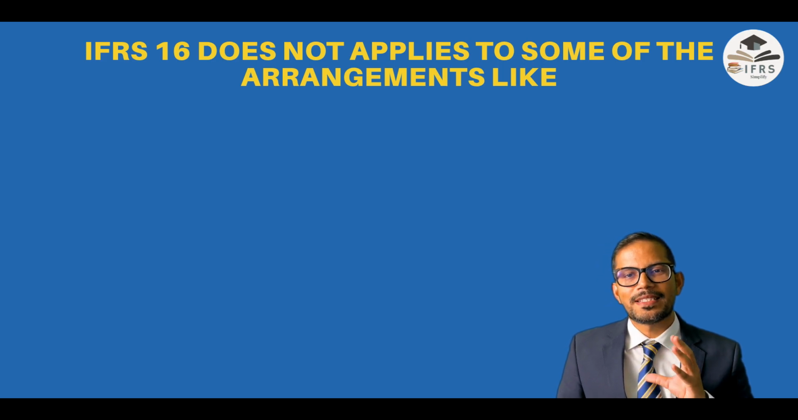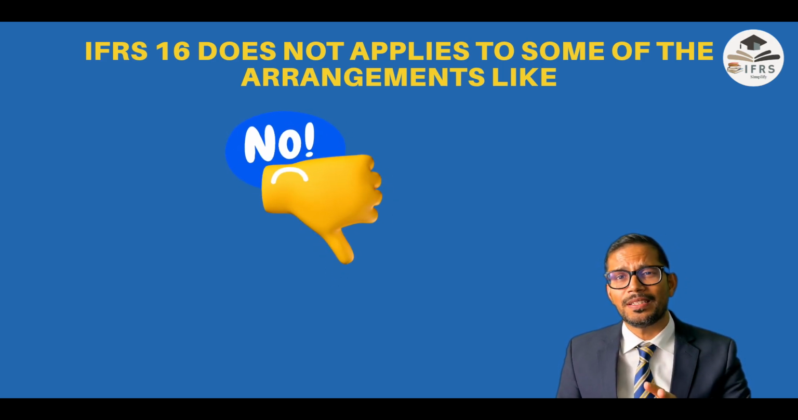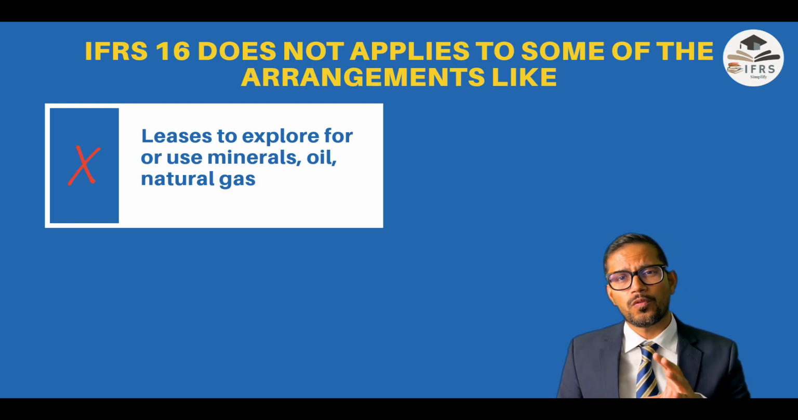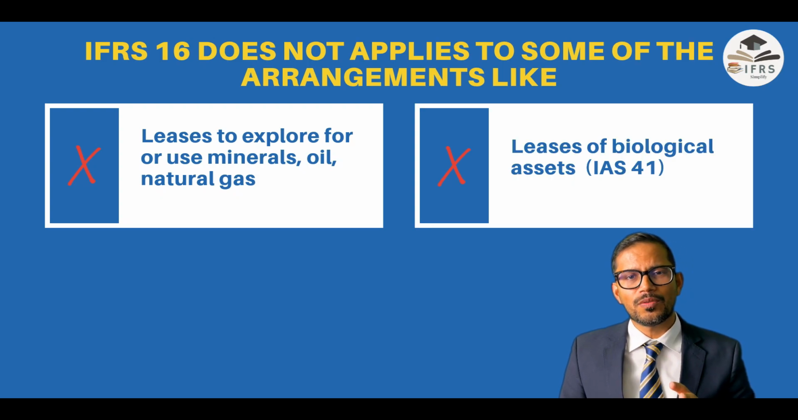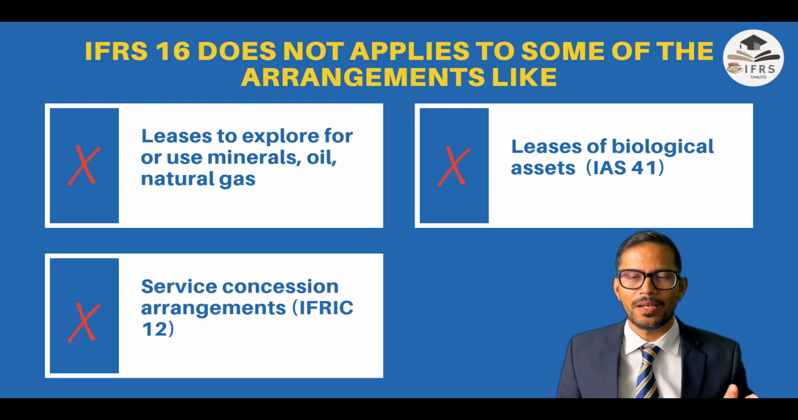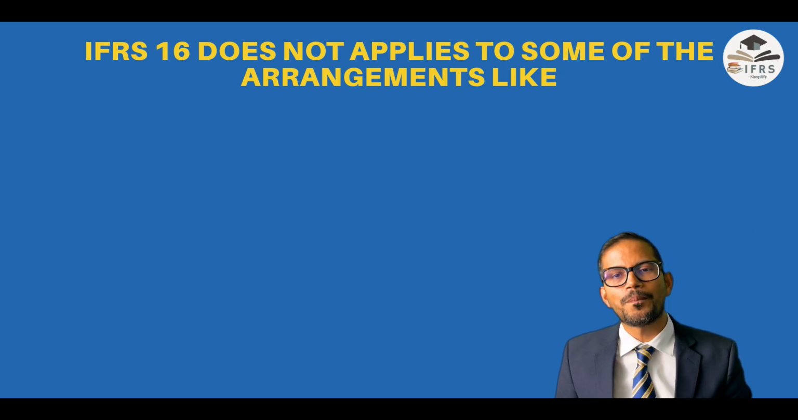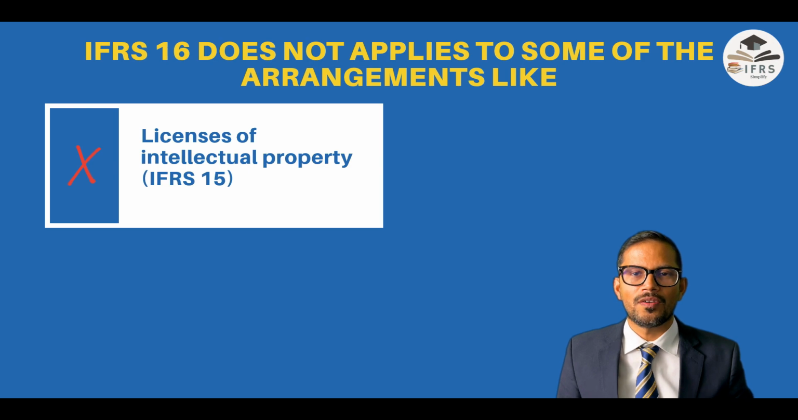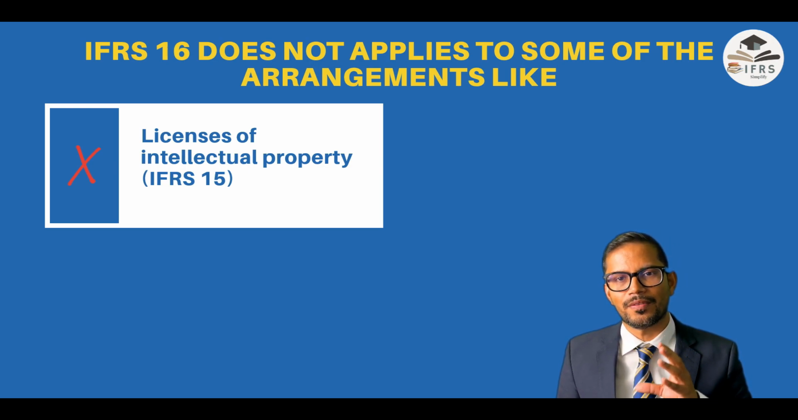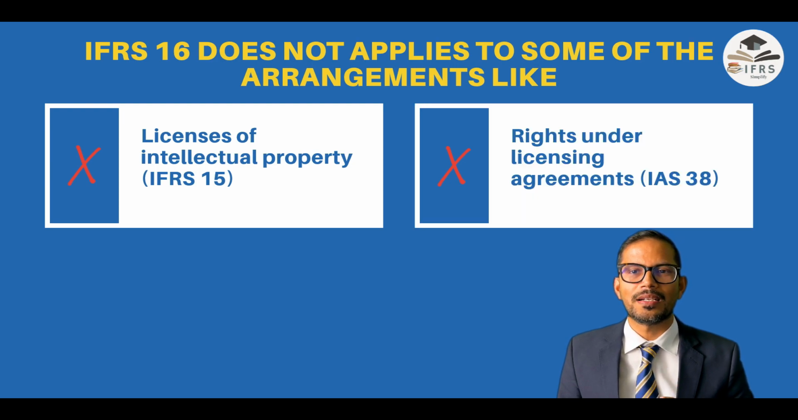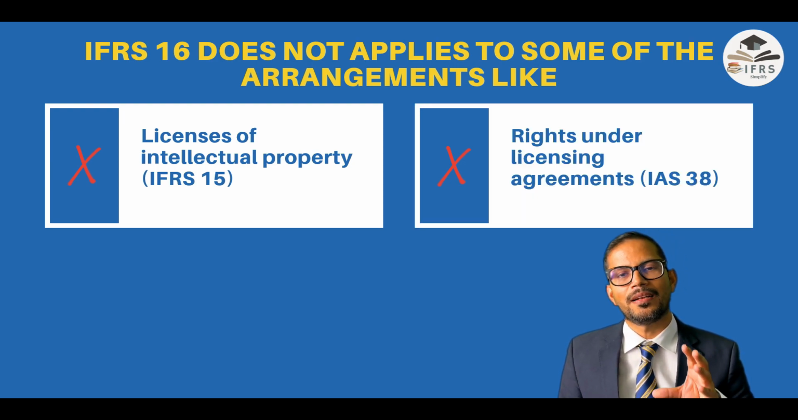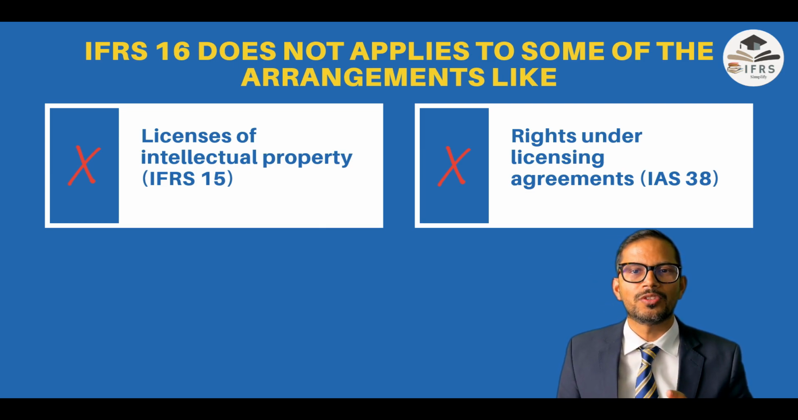However, please note that IFRS 16 does not apply to certain arrangements such as leases to explore for or use minerals, oil, natural gas and similar non-regenerative resources. Next, we have leases of biological assets, which are covered under IAS 41. Next is service concession arrangements, which are covered under the scope of IFRIC 12. Next we have licenses of intellectual property under IFRS 15. And last but not least, there are certain arrangements covered as rights under licensing arrangements, which are part of the scope of IAS 38.